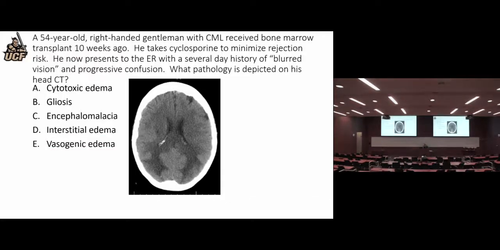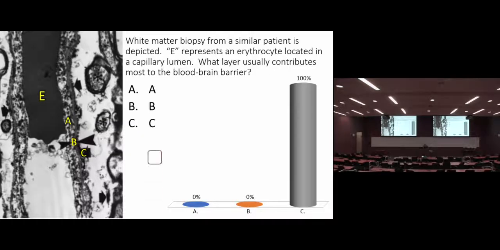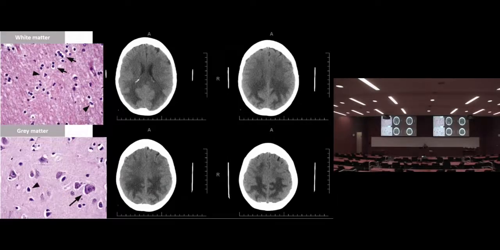And honestly, I think from cyclosporin, you can get both cytotoxic edema and vasogenic edema. And I think it just happened this is a picture of vasogenic edema, which you can tell from the fact that there's this rim of white matter around it. Again, that's fairly difficult, fairly sophisticated question.